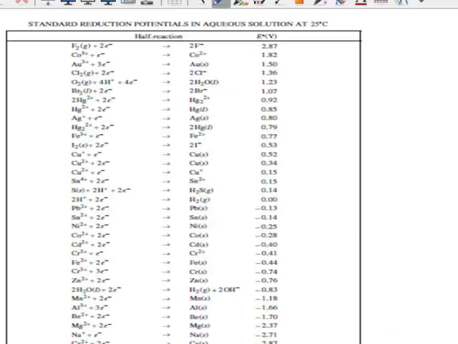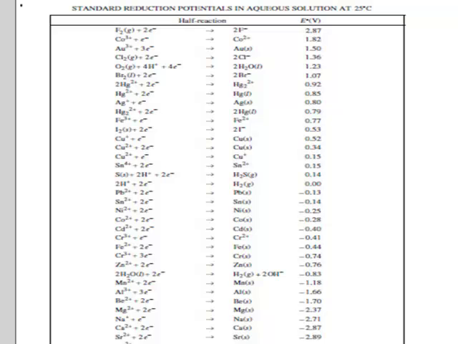Does this table look familiar? It's the table I've been giving out all through the year at every test, and we haven't used it yet. Well, now is the time to use it. This is a table of standard reduction potentials. So you will notice every single one of these reactions is a reduction.